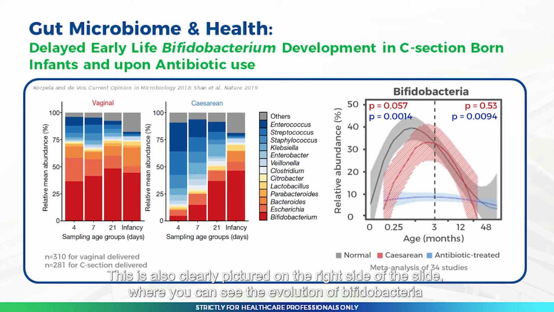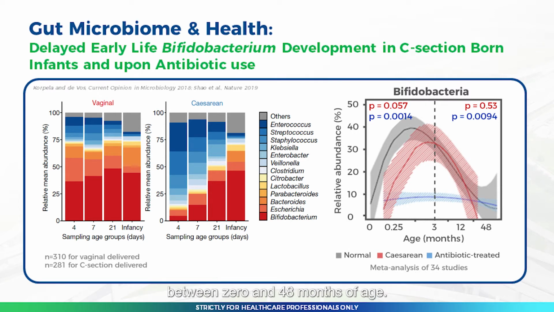This is also clearly pictured on the right side of the slide, where you can see the evolution of bifidobacteria between 0 and 48 months of age, with in grey the normal infants, the ones that are born vaginally and don't receive any medicine. You can see this peak of bifidobacteria happening before 3 months of age.